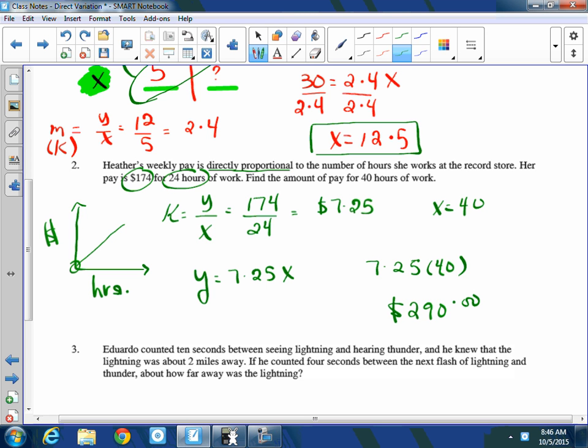All right, so did I answer my question? Found the amount of pay? Yes. And then I also found my equation. Are we good?